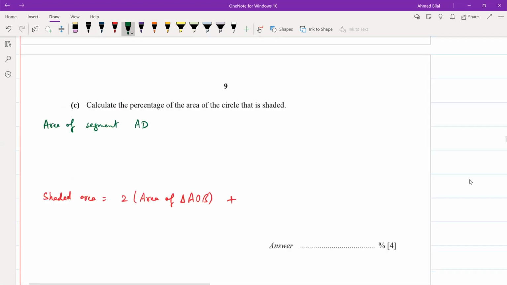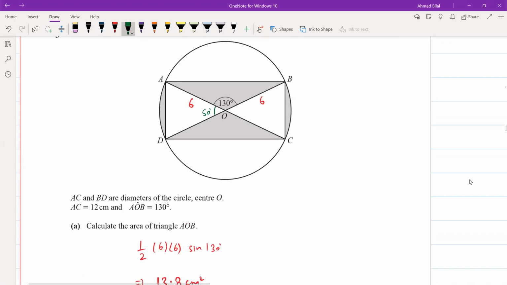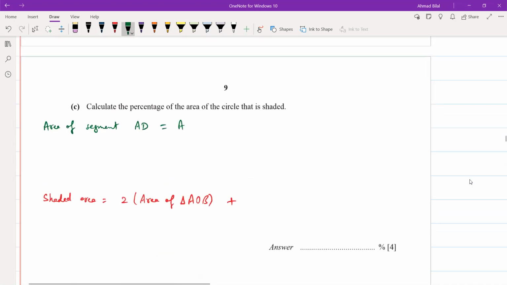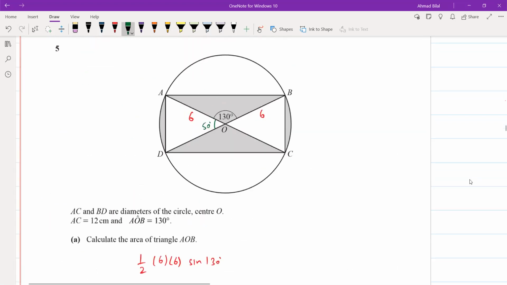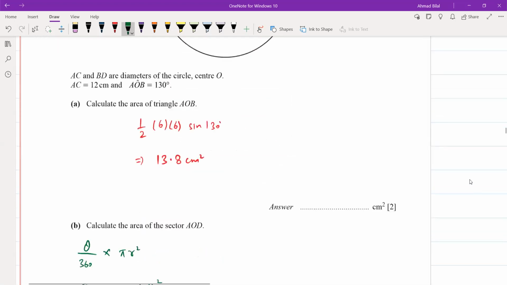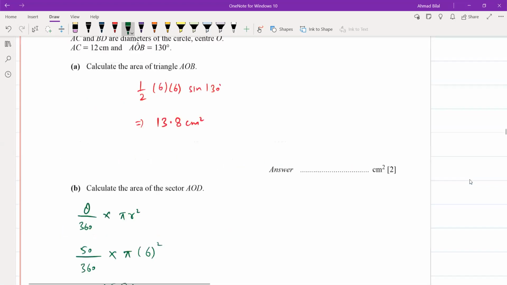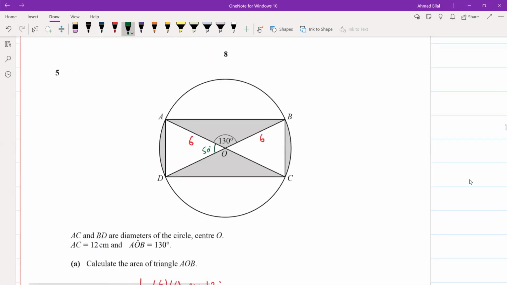The segment that is forming on AD, let's find that area. How would you find that? That's equal to the area of the sector, which sector? That's OAD or AOD, minus the area of triangle AOD. Okay, we subtract the triangle from that sector, and we will be left with this shaded part.